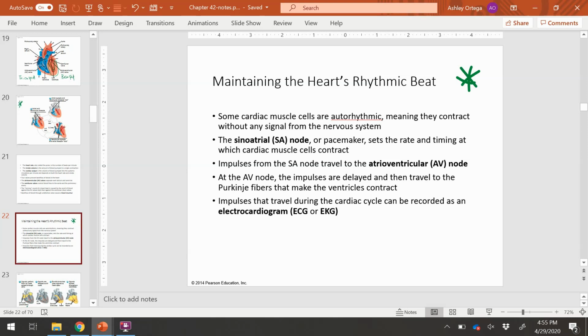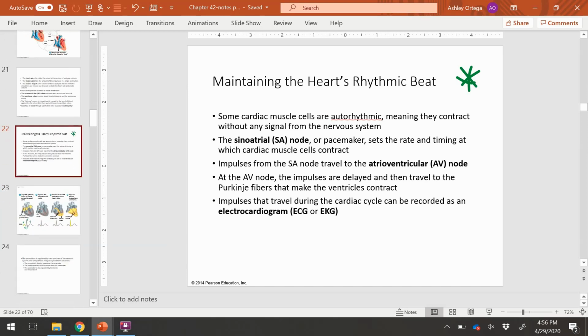And so at the AV node, this impulse gets delayed for a little bit, then travels to a region that we call the Purkinje fibers that make the ventricles contract. And so then the ventricles contract, and the impulses that travel through the heart, making it beat, can be recorded in what we call an electrocardiogram, ECG or EKG for short.